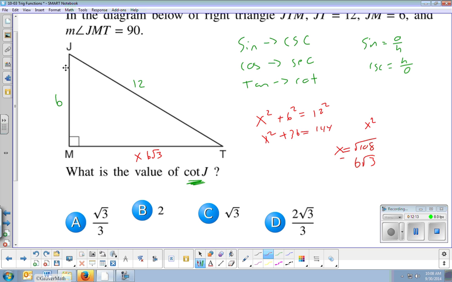Cotangent J, well, I could think tangent J. Tangent J would be opposite over adjacent, and this is my opposite. And so tangent J, opposite over adjacent, would be 6 rad 3 over 6, which simplifies to just rad 3 over 1. But I'm not doing tangent, I'm doing cotangent, so I'd have to reciprocal it to be 1 over rad 3, and then rationalize it to be rad 3 over 3.